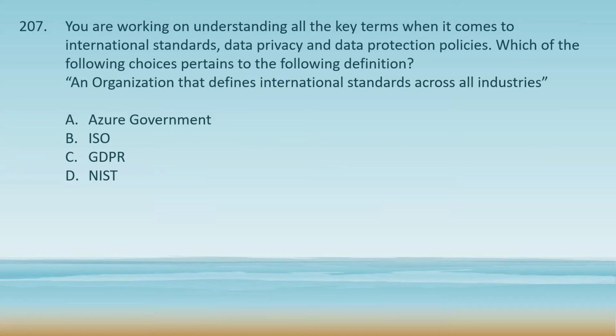The organization that defines international standards across all industries is the International Organization for Standardization, abbreviated as ISO. The other options: Azure Government is a cloud service offering from Microsoft for government entities in the United States. GDPR, also known as General Data Protection Regulation, is a European Union regulation for data protection and privacy. Whereas NIST, also called National Institute of Standards and Technology, is a US government agency that provides various standards and guidelines, including those related to cybersecurity and information security, but it does not define international standards across all industries, which is why this is not a correct answer.